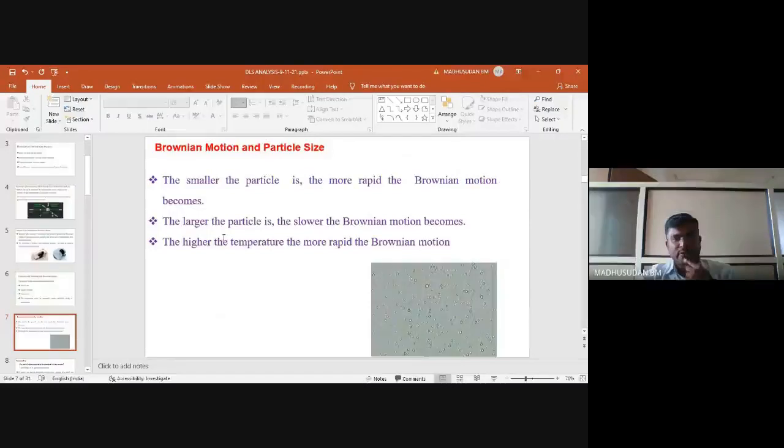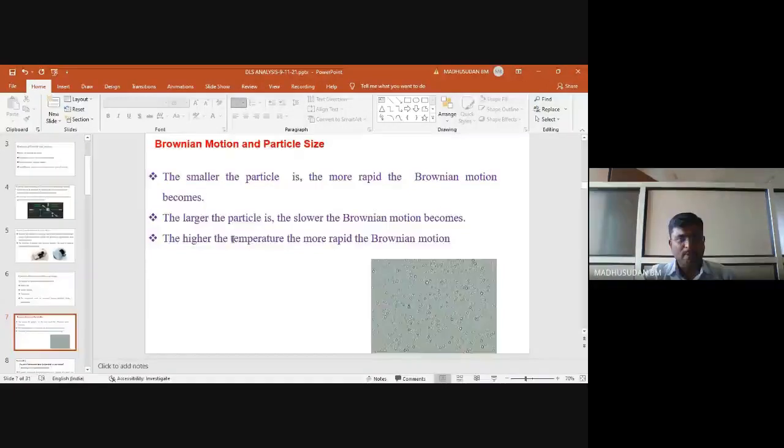So, Brownian motion and particle size: the smaller the particle, the more rapid the Brownian motion becomes. That means the finer the particle, the greater the movement. That's what we all know in a suspension. The larger particle has a slower Brownian motion. A higher temperature means a more rapid Brownian motion, which is important. These are some of the factors influencing the trial or reading which we are going to characterize, and they have to be maintained constant.